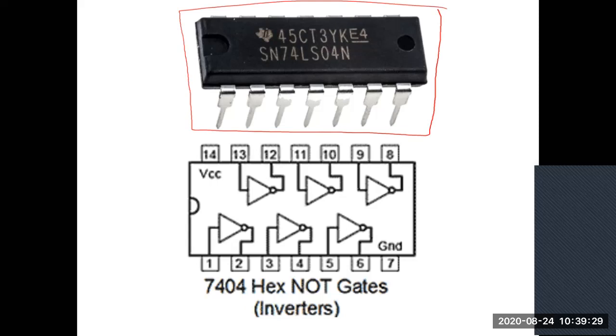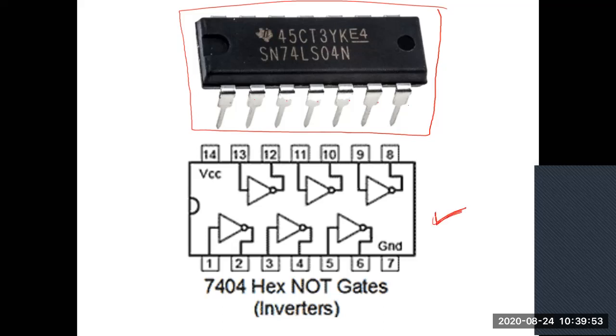These ICs are basically 14-pin. You can see 1, 2, 3, 4, 5, 6, 7 on this side and 7 on the other side. Whenever you have the internal architecture of these ICs with pins, your diagram will look like this.